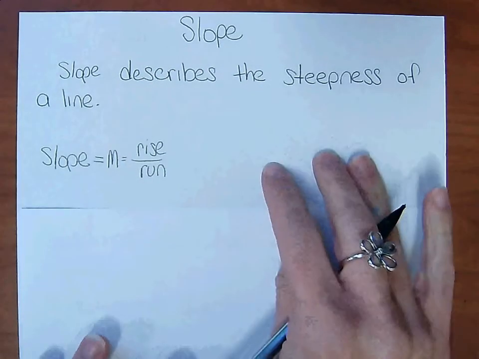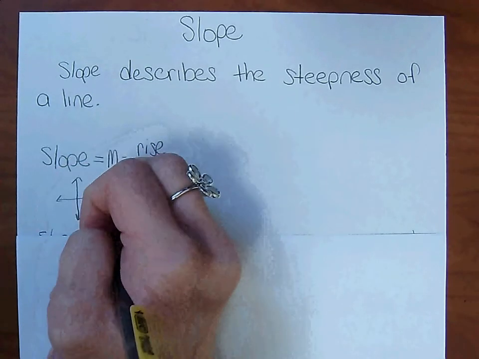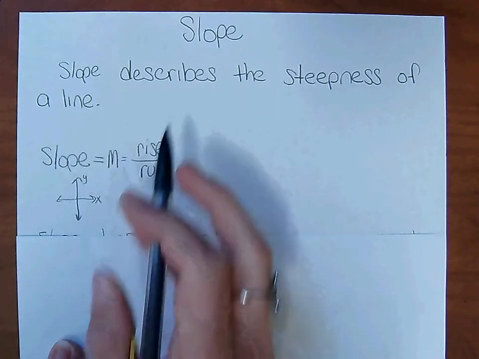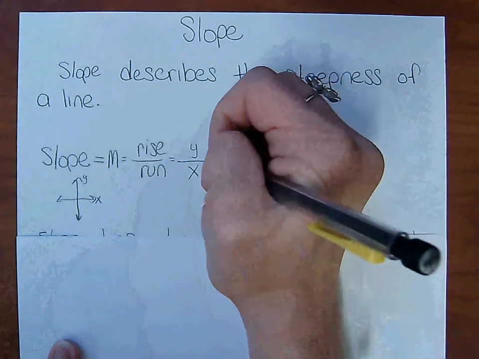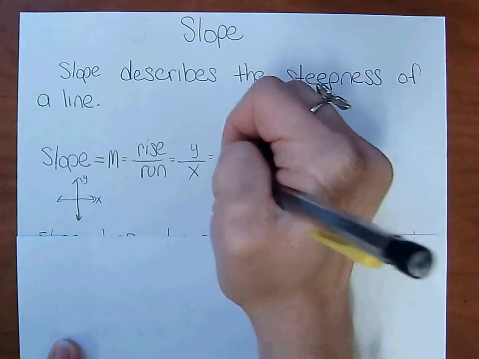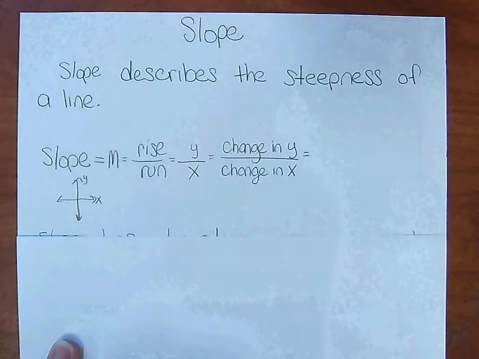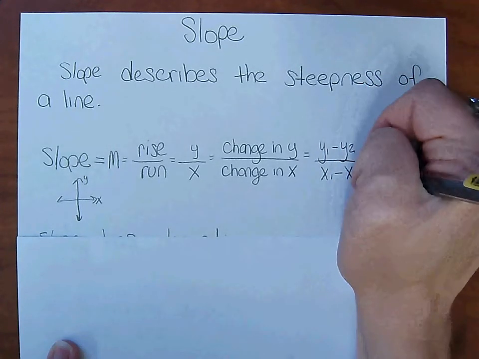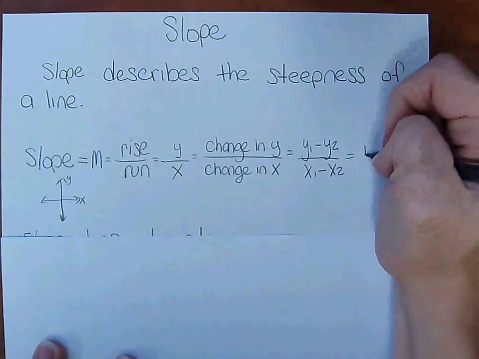Now if you think about a graph with the x and y axis, your rise is the y-axis and your run is x. So it's also y over x. Slope is the change in y over the change in x, which you can use the formula y1 minus y2 over x1 minus x2. And the last name for slope that we're going to talk about is rate of change.